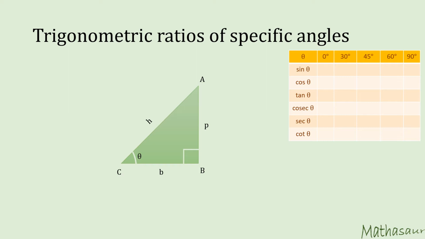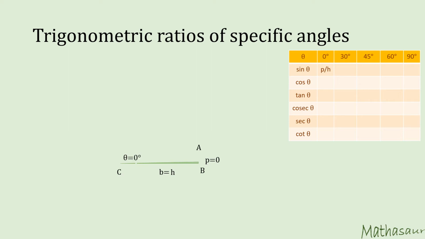Now for theta to be 0 degrees, the vertex A would have to come close to vertex B, or the vertex A would have to overlap with vertex B. Now let us get theta very close to 0 and identify the values of P, B and H. We can see from the figure that as A approaches B, my perpendicular would be reduced to 0 and my base becomes equal to my hypotenuse.